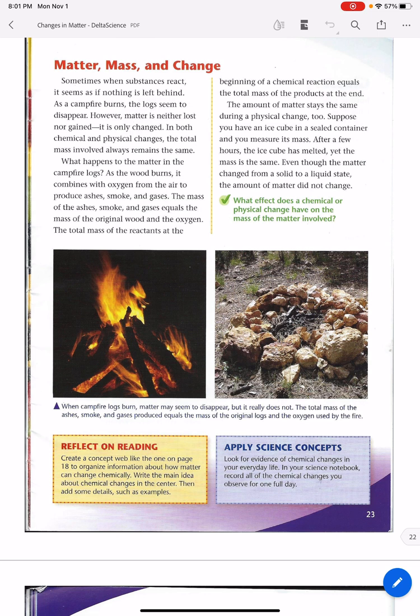Reflect on reading. Create a concept web like the one on page 18 to organize information about how matter can change chemically. Write the main idea about chemical changes in the center, then add some details and examples.